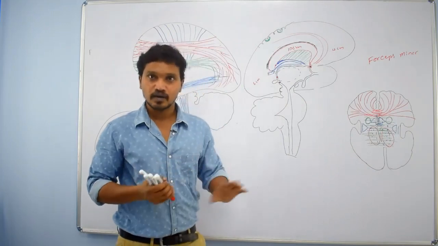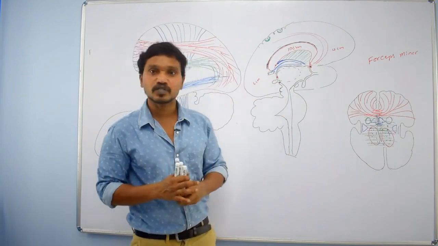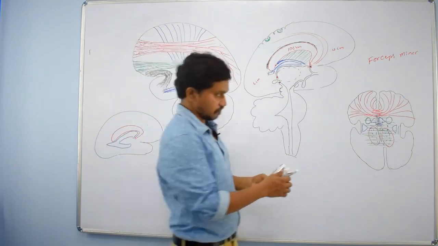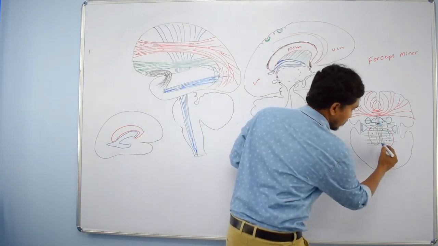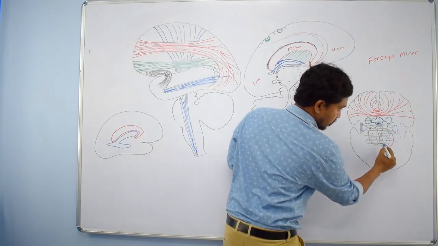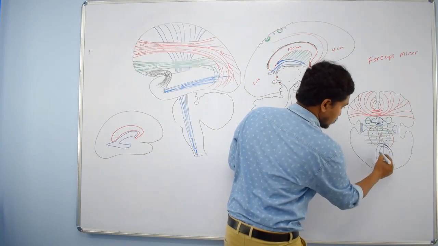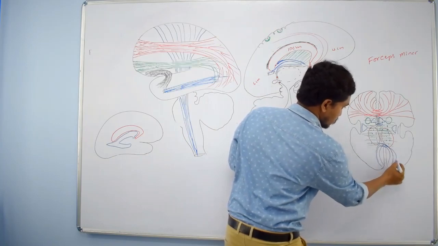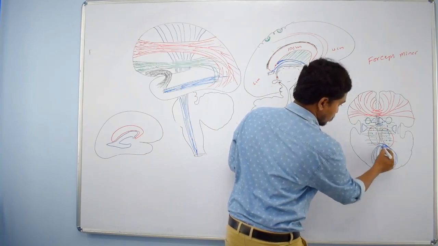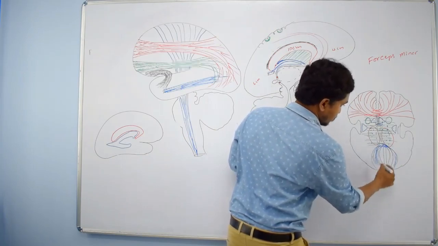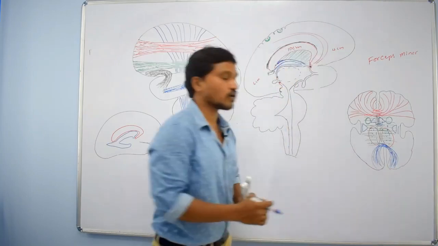Clear? Then fibers passing through the splenium. So fibers passing through the splenium, just imagine this is the splenium, the posterior part. The fibers passing through the splenium project backwards into the occipital lobe. That means they connect the occipital lobes, and this is also looking like a fork.